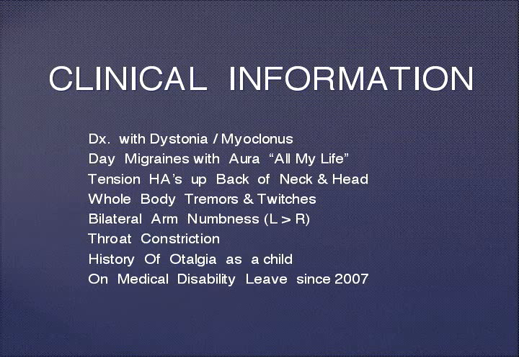This patient was diagnosed with dystonia and myoclonus. She's had migraines with aura all of her life, occurring all day long. She's had tension headaches up the back of her neck and head. Her whole body tremors and twitches. She's got bilateral arm numbness, left arm worse than the right, throat constriction, history of otalgia as a child. She's on medical disability leave since 2007.